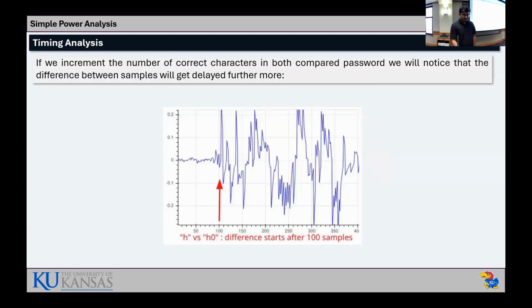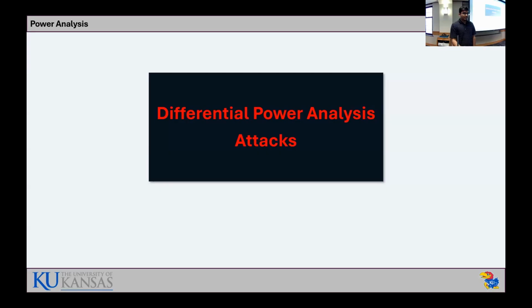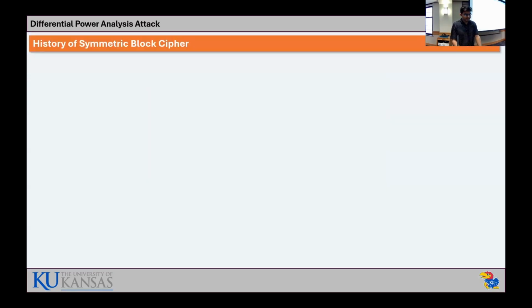Because here we did it manually, right? We guessed it by pen and paper, you can say, or by seeing the trace itself. But if you have a big key, like 128 bits or 256, it is not feasible to do it manually. You have to do some correlation operation to guess the key, right? So we'll do that here in the differential power analysis attack.